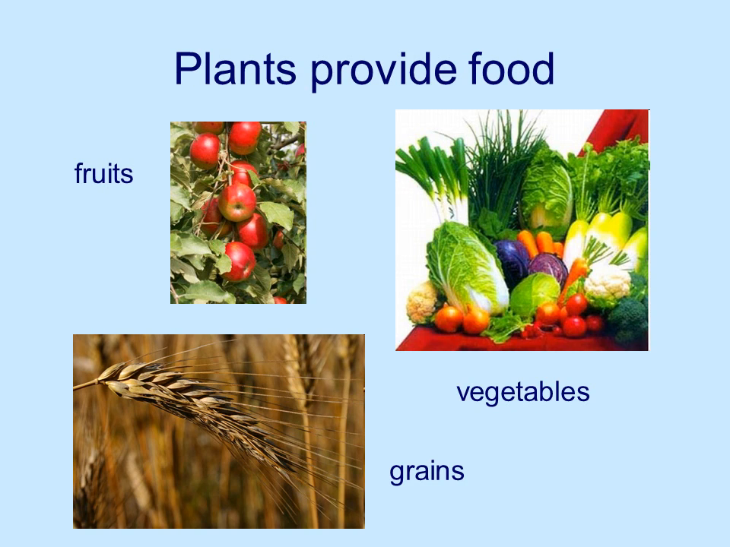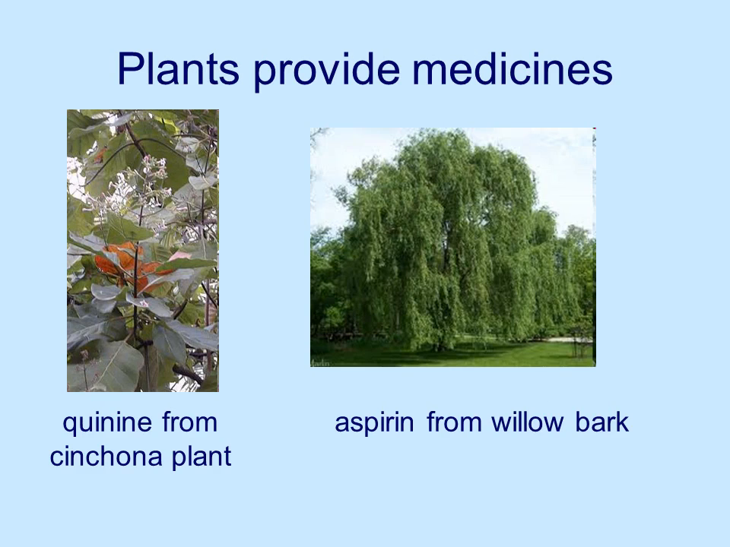Plants provide food, very important. Provide various fruits, apples, cherries, pears, all kinds of fruits. Provide vegetables, lettuce, tomatoes, carrots, you name it. And it provides grains. It provides the wheat that we use to make bread and things like that. So plants are very important as a food source.